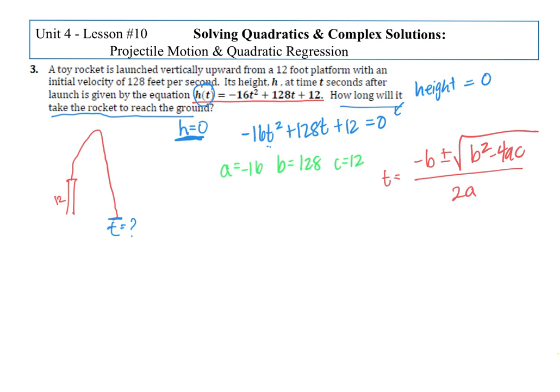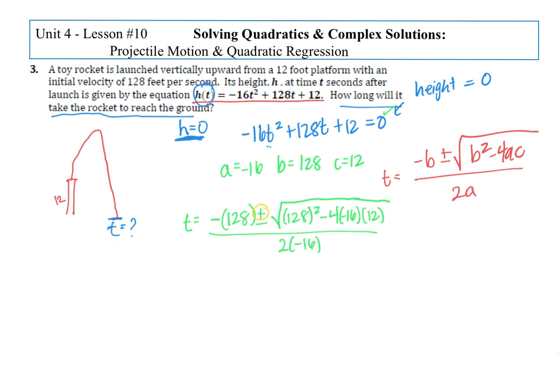And then why could I label all of these? Because our equation was set equal to 0, and the rule for solving quadratics was that our quadratic just had to be set equal to 0. So this all works. So plugging it into the formula here, time is equal to negative our b value, 128, plus or minus the square root of 128 squared minus 4 times negative 16 times 12, all divided by 2 times negative 16. So remember our rule: use your Casio or even your graphing calculator, because we don't need simplified radical answers here.